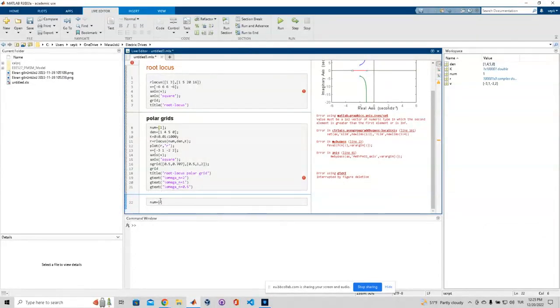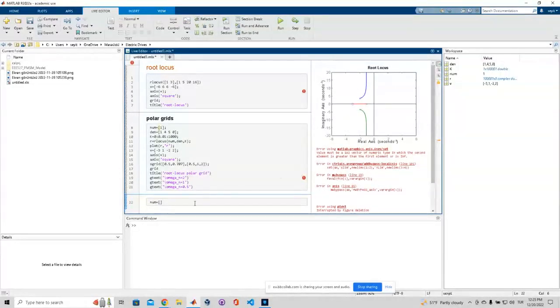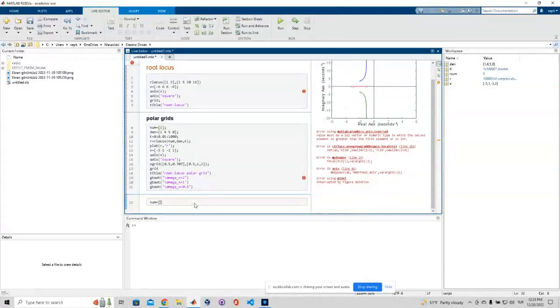Okay, now for the last one, we're gonna define our k value. K is our gain, so we're gonna define our k for our system to be steady state, for a steady function. We're gonna define our k, which will help our system be steady. Okay, let's first define our numerator and denominator again.